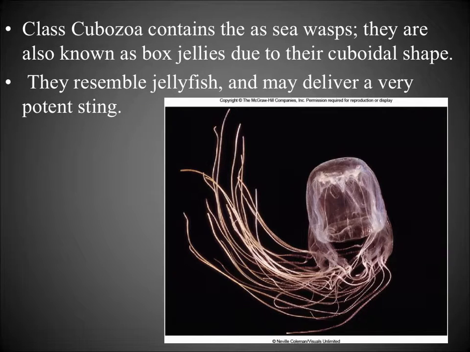Our next group is the class Cubozoa. Now these are sometimes called the sea wasps. They're also known as box jellies. They have kind of a cuboidal shape here at the top. They do resemble a jellyfish, but they can deliver a very, very potent, a lot of times deadly sting.